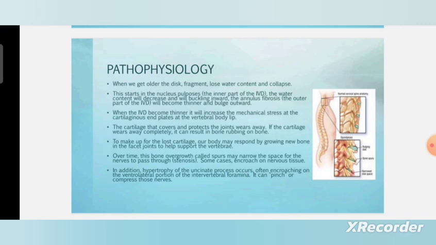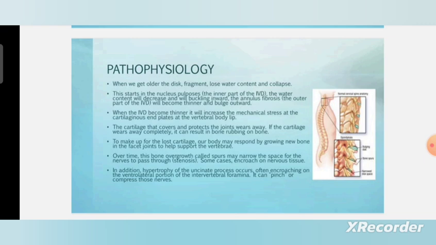And when the IVD becomes thinner, it will increase the mechanical stress at the cartilaginous end plate at the vertebral body lip. And the cartilage that covers and protects the joints wears away, and if the cartilage wears away completely, it can result in bone rubbing on bone.